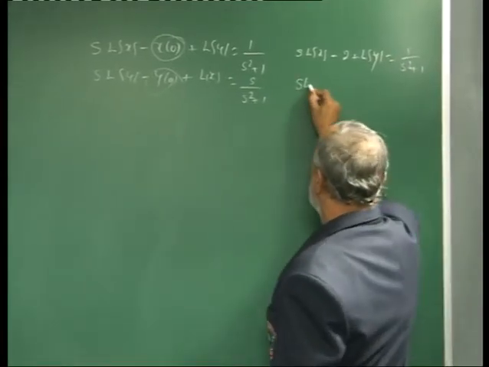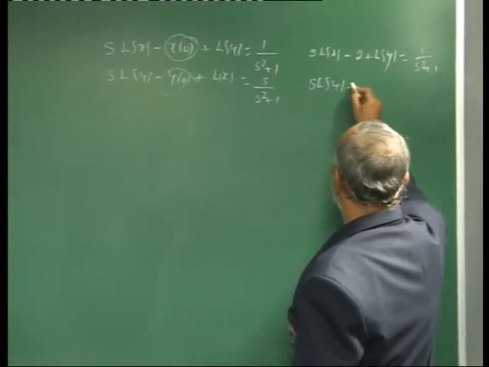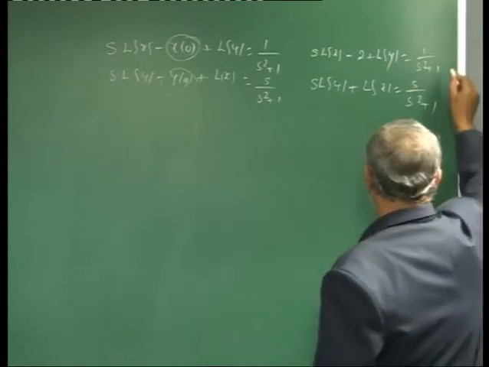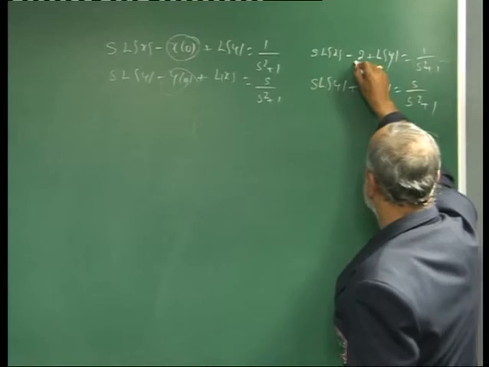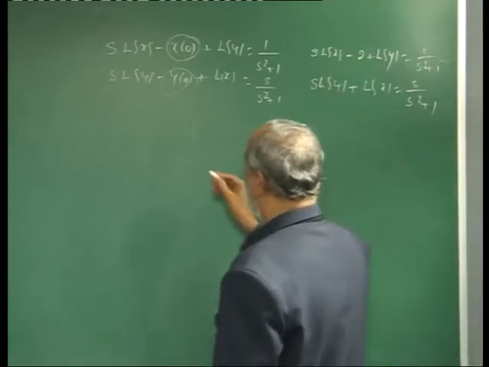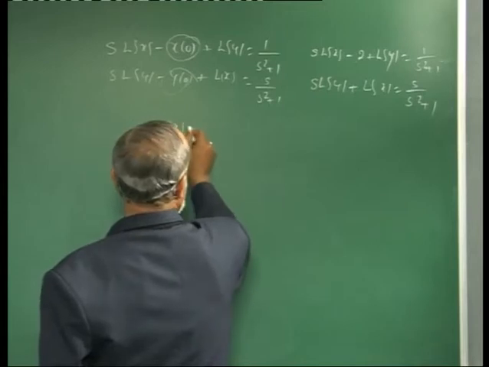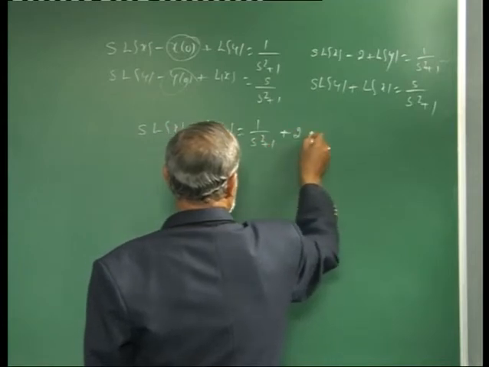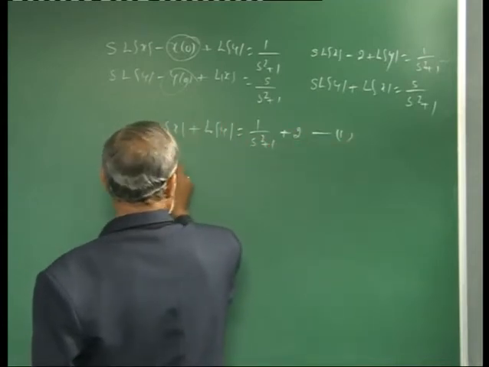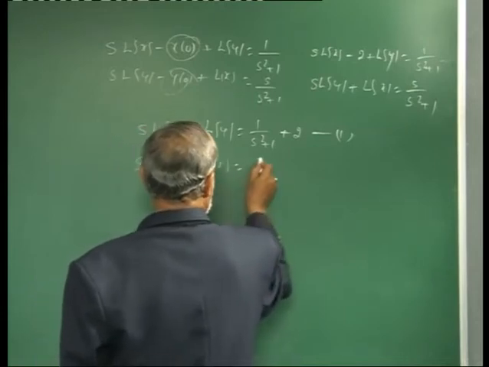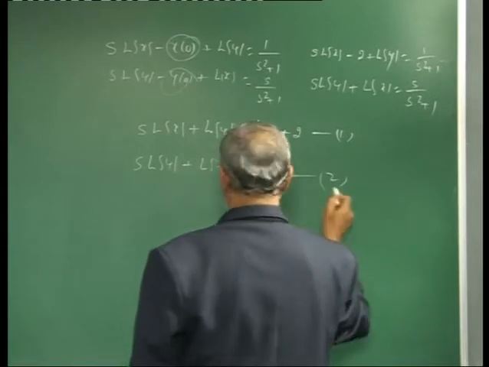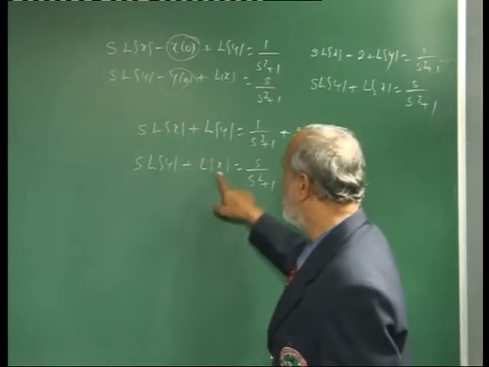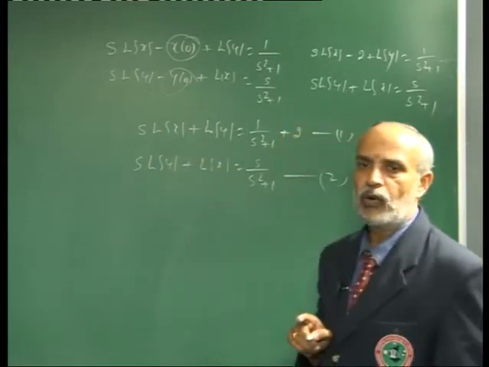Then the next equation is s times L of y plus L of x is equal to s divided by s squared plus 1. Before that, this minus 2 you can transfer to the right-hand side. Then what you get is s times L of x plus L of y is equal to 1 divided by s squared plus 1, plus 2, call it equation 1. Here, s times L of y plus L of x is equal to s divided by s squared plus 1, call it equation 2. Now your intention is to eliminate either L of x or L of y. You have to make it one equation.